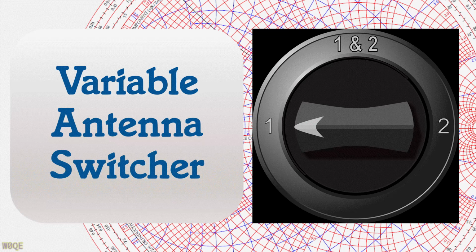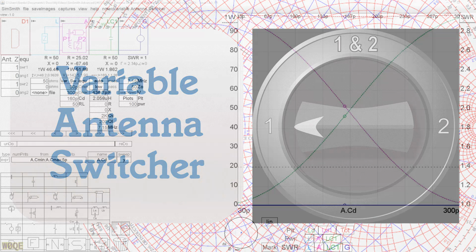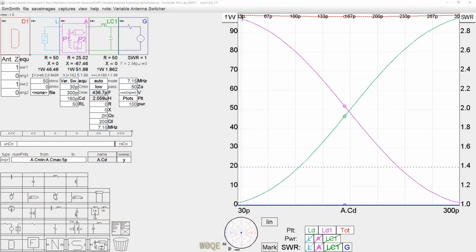This video is about building a variable antenna switcher. By that I mean something similar to what you're probably familiar with in a stereo, where you have a left-right control. If you turn the knob to the left, all the sound comes out of the left side speaker. You turn it to the right, all the sound comes out of the right side speaker. You put it in the middle, sound comes out of both speakers equally. I would like to build something like that if I had two antennas.